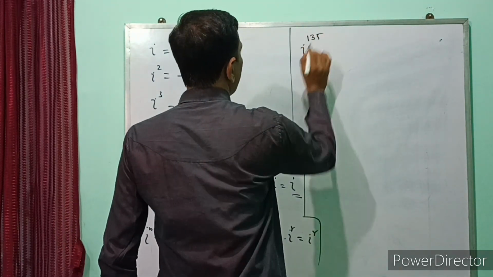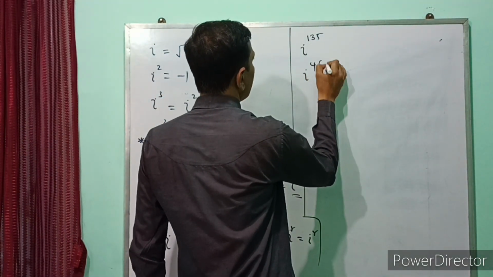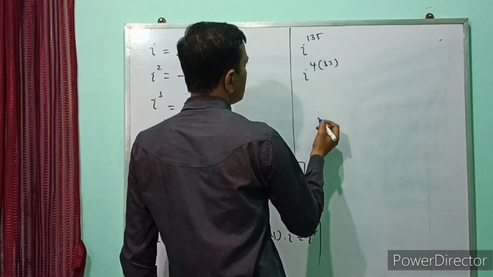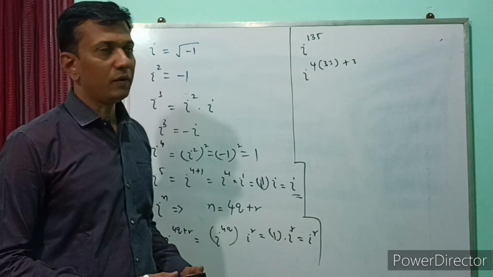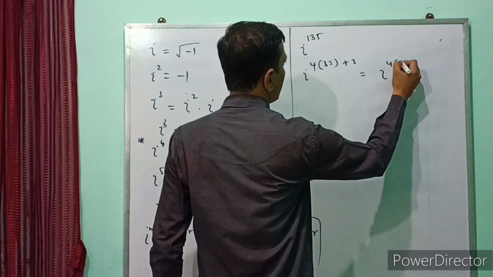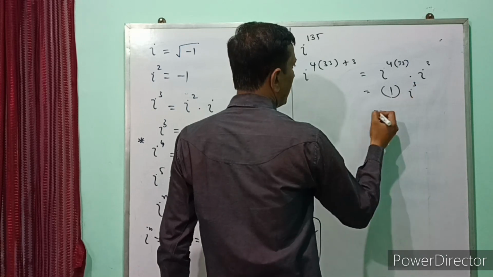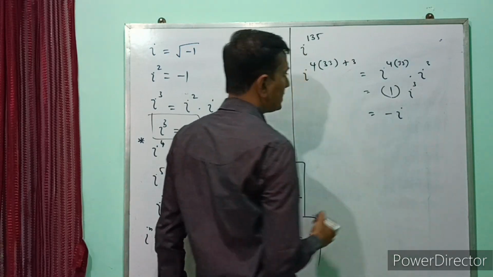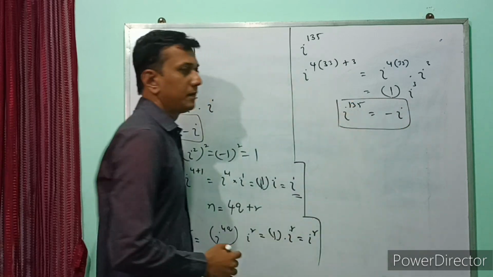i power 135. So 135 I can split as 4 3s are 12, and again 4 3s are 12. How much? 3 will be left. So it is i power 4 into 33 into i cube. What is the value of this one? 1. i cube, what is the i cube value? Already we know, minus i. So minus i is going to be the i power 135 value.